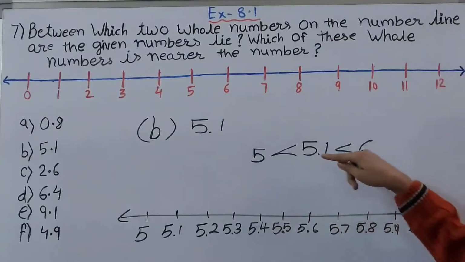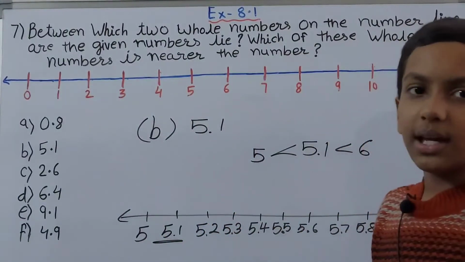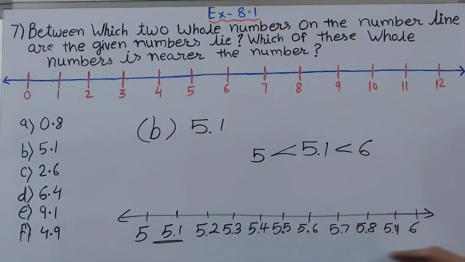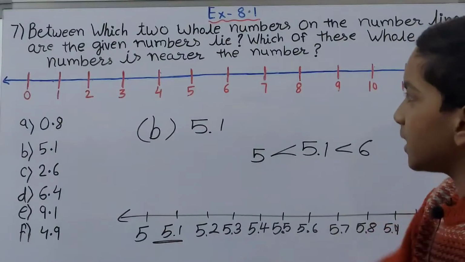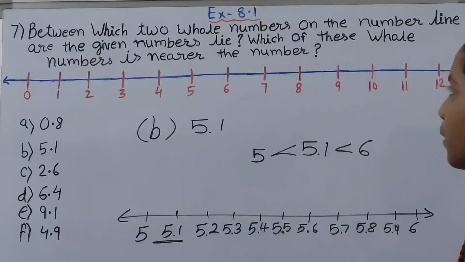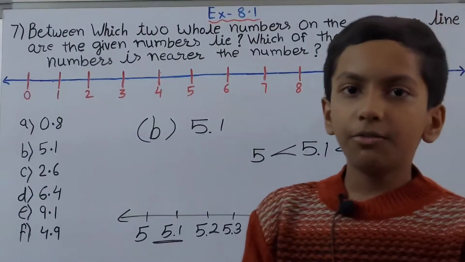Now look at this 5.1. It is over here, and simply you can see it is nearer to 5 wholes, because it is a long distance to 6. So the answer of this part is that our decimal 5.1 lies between the whole numbers 5 and 6, and it is nearer to the whole number 5.